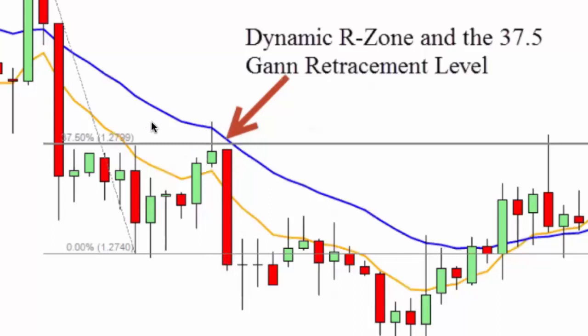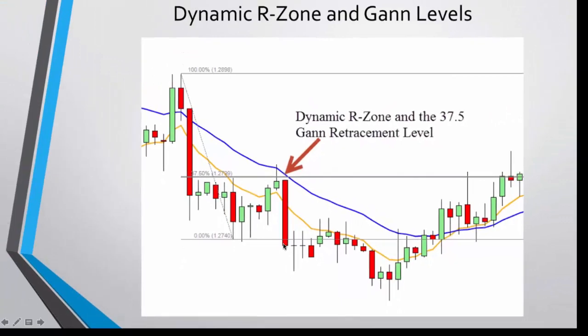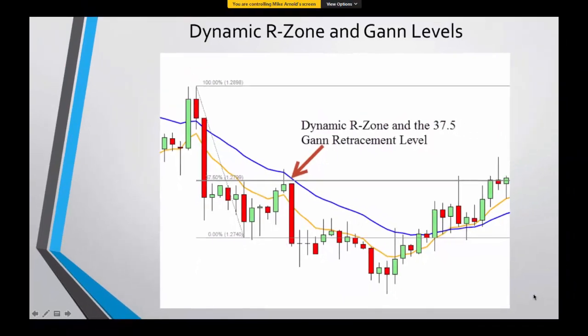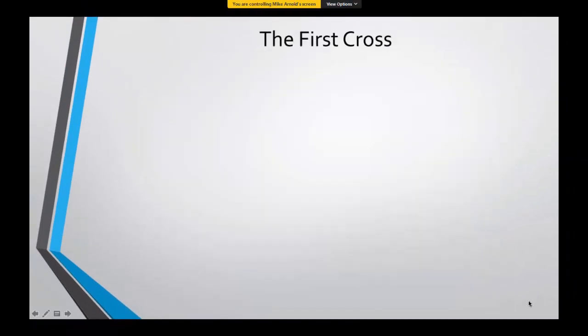The dynamic R zone is slanting down, it's wide, and the 37.5% Gann level fits right into the R zone. You see it a little bit here as well, but this is really the key move because the market is trying to reverse trend and is just not able to. You get this emotional candle push lower. These are two great examples of dynamic R zone and Gann level combinations for high probability trade entries. I'm going to turn it back over to Mike to go into the first cross part of the presentation.